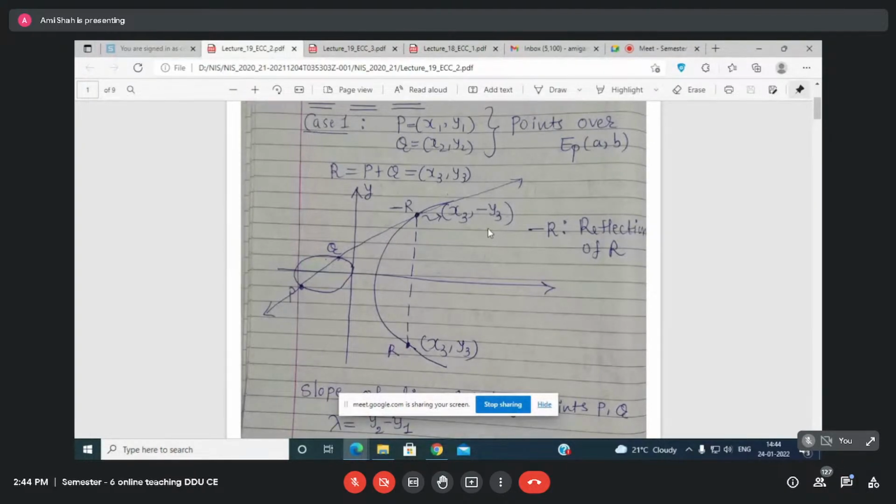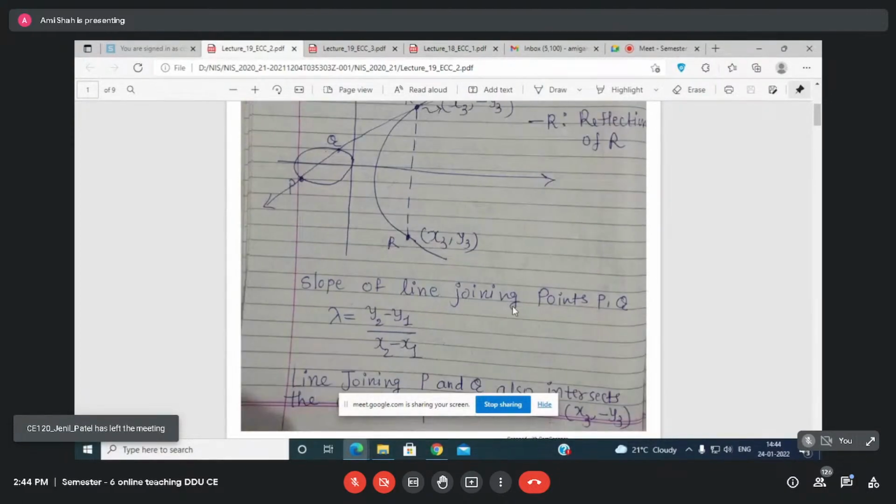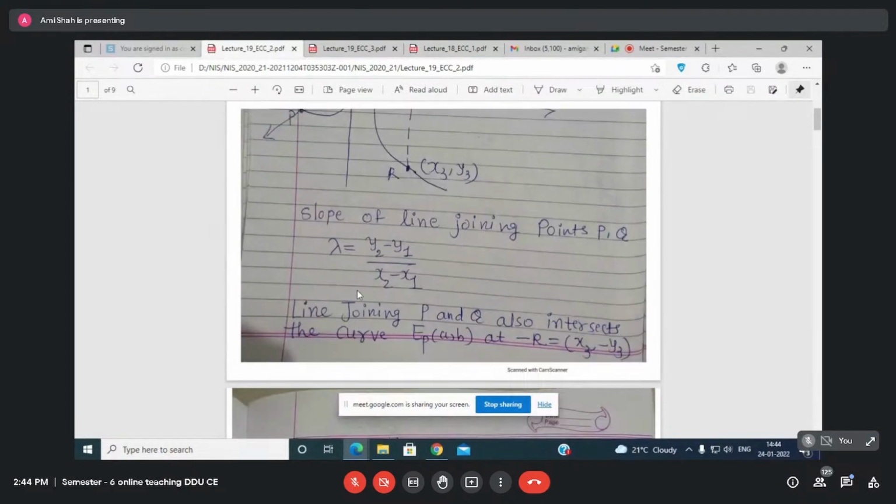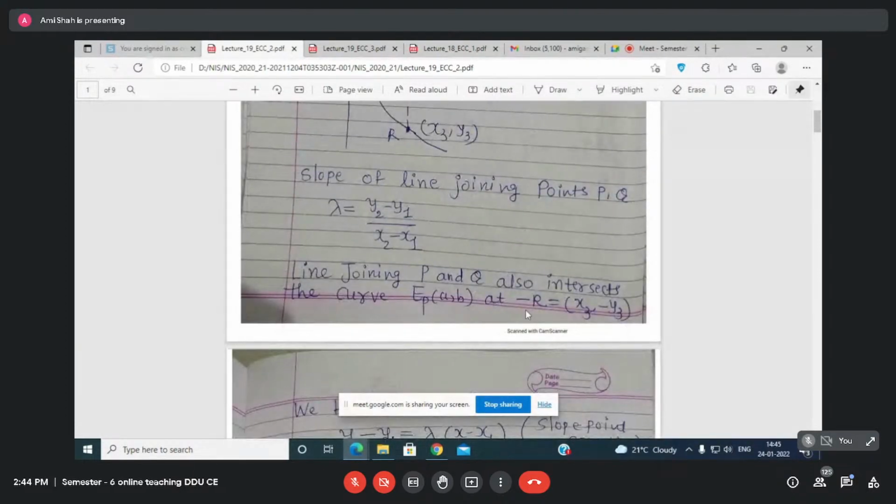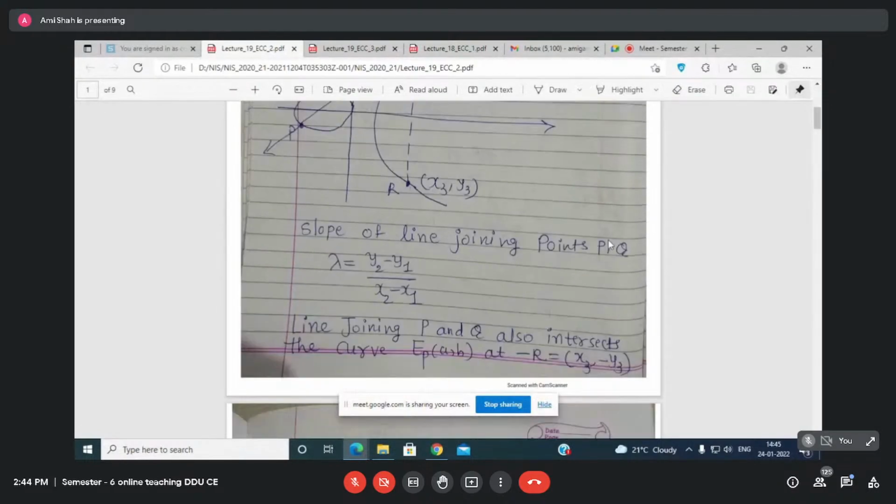So the coordinates of the point R, x3 and y3, can be found by first finding the slope of the line, lambda, and then calculating the value of x3 and y3. So the slope of the line joining points P and Q: all of you know that here it's x1 y1, here it's x2 y2. So how can you write lambda? The slope of the line, lambda, equals y2 minus y1 divided by x2 minus x1. Now the line joining P and Q also intersects the curve E at minus R, that is x3 comma minus y3.